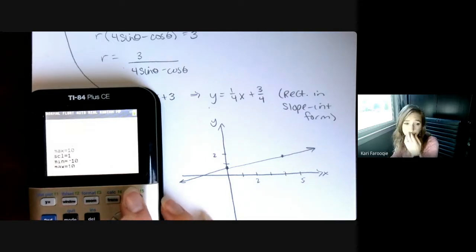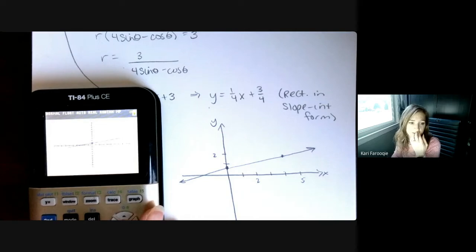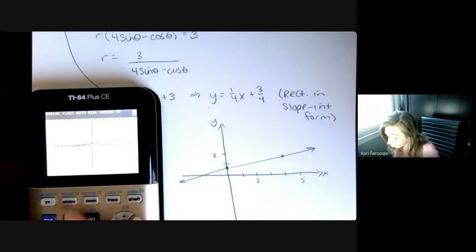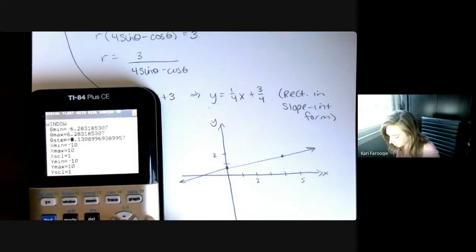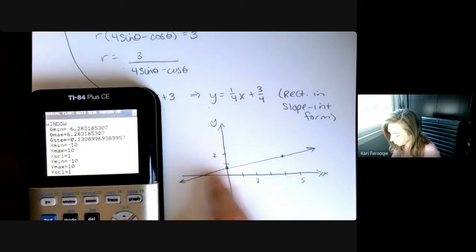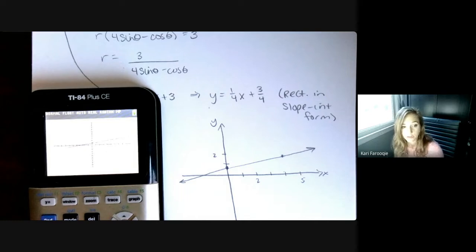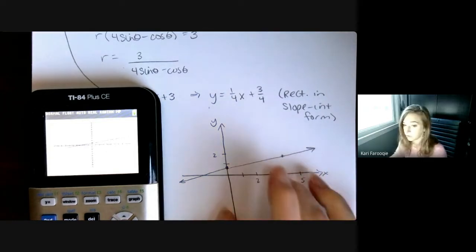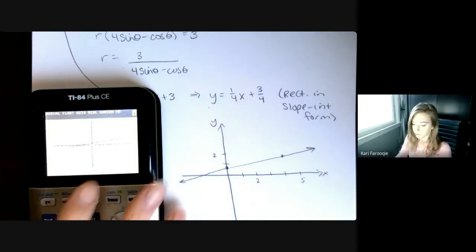It's all new to you. And you can see it just kind of runs its way back and forth. Oh, and by the way, your theta step is basically just how many times it's going to compute your theta in between there. So you can play around with that also. But you can see that this graph matches the one that we have for our rectangular equation that we graphed down here.